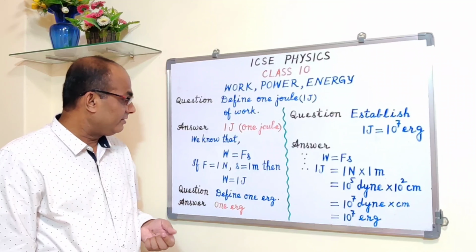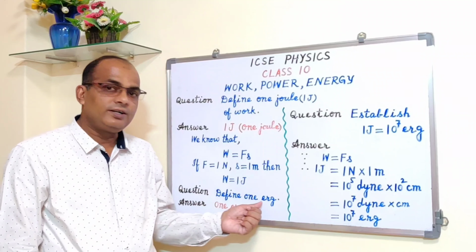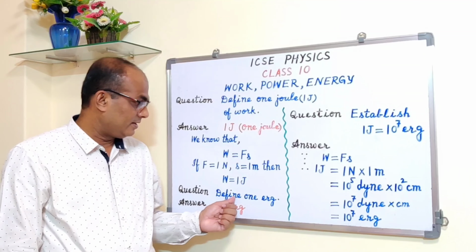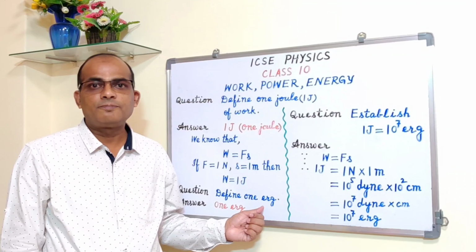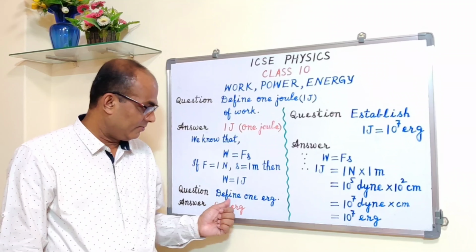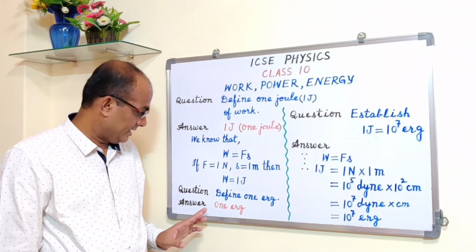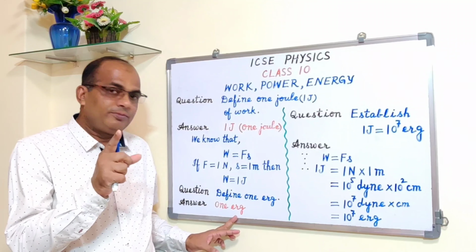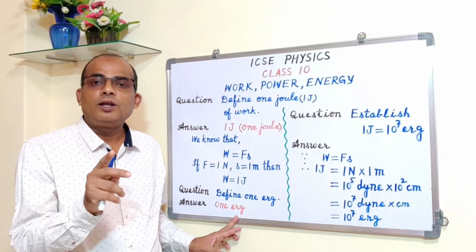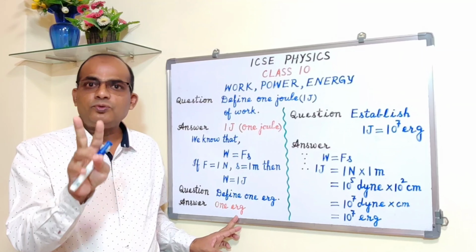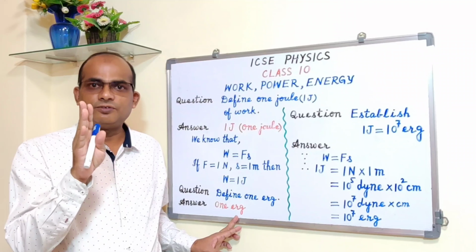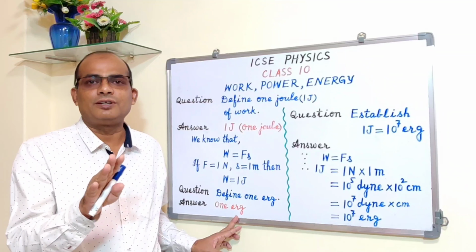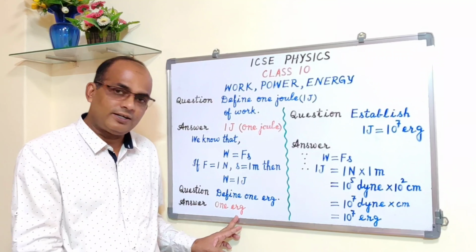Now the next question is define 1 erg, the CGS unit of work. Define 1 erg. Answer: now from the definition of 1 joule you have to make 2 changes. In place of 1 Newton write down 1 dyne, and in place of 1 meter you write down 1 centimeter. Then the same will be the definition of 1 erg.